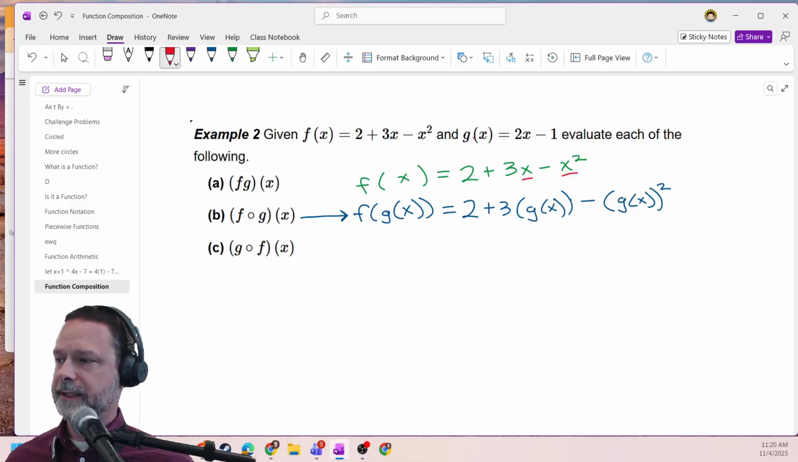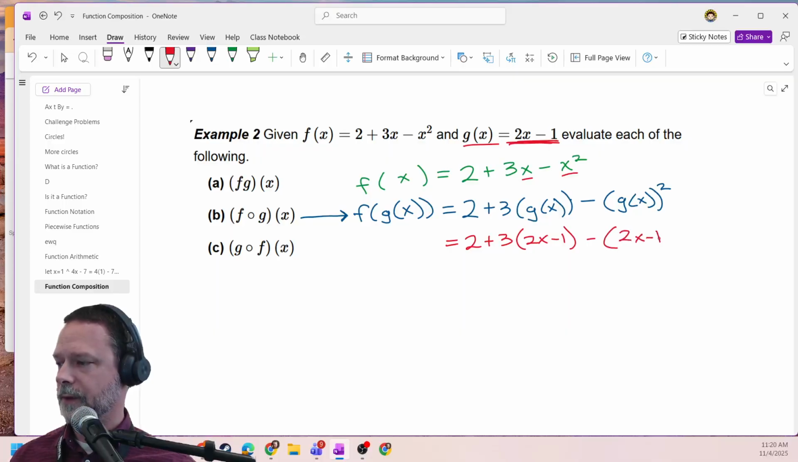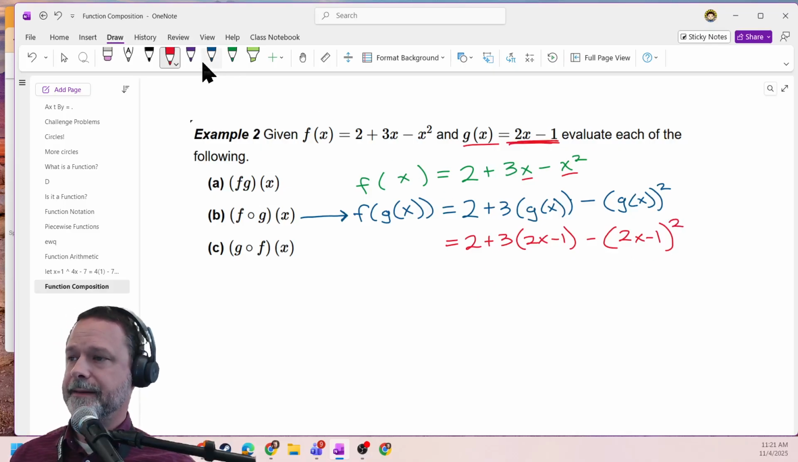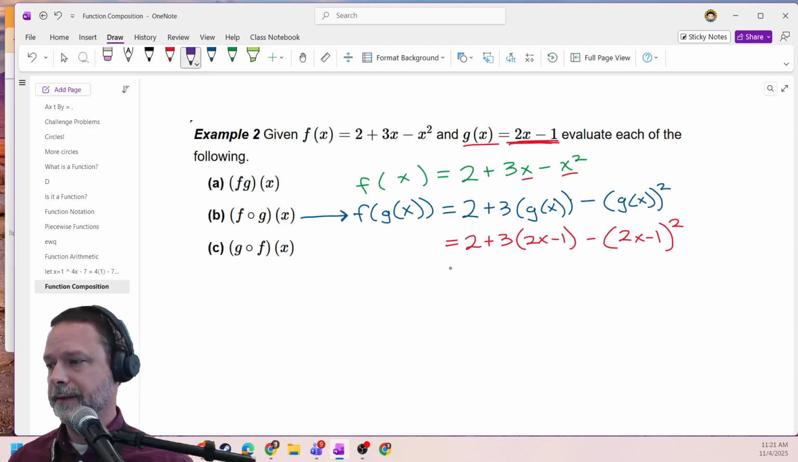But we also have an expression. We know what g of x is. It's 2x minus 1. So that means I can go further, and I can replace that g of x with 2x minus 1. So now it's 2 plus 3 times (2x minus 1) minus (2x minus 1) squared. And that's it. That's all there is to it. Very, very simple. So now we just simplify. Hard part is done.